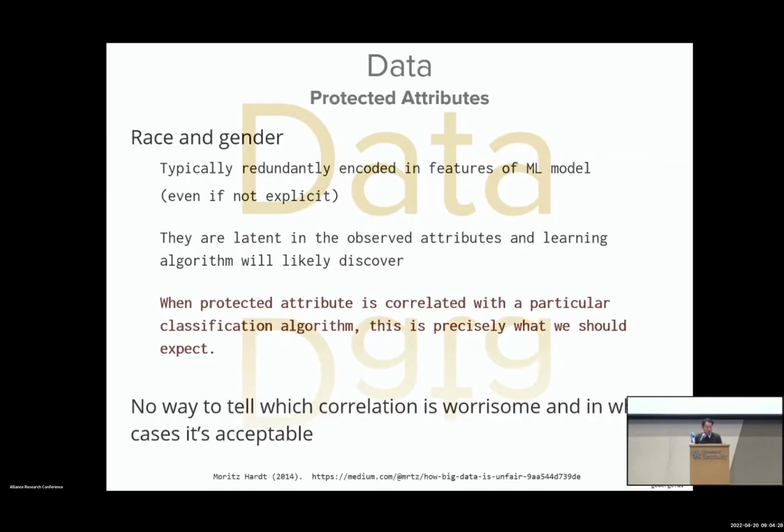And so for protected attributes like race and gender, we just saw that they're typically redundantly encoded in the features of the machine learning models, even if we don't know on the screen that this is a man or a woman, you can just tell from the image. And when these attributes are correlated with a particular algorithm, this is exactly what we'd expect. This is the whole appeal of machine learning, right? The problem is that there's no way to tell which correlation is worrisome or is discriminating or biased or unfair, and in which cases it's fine to have these correlations. So this is really the hard part here.